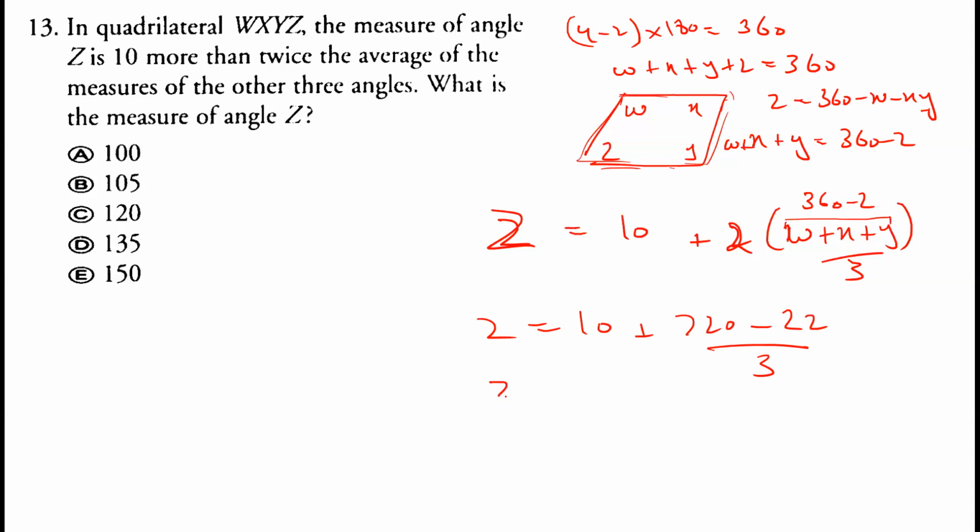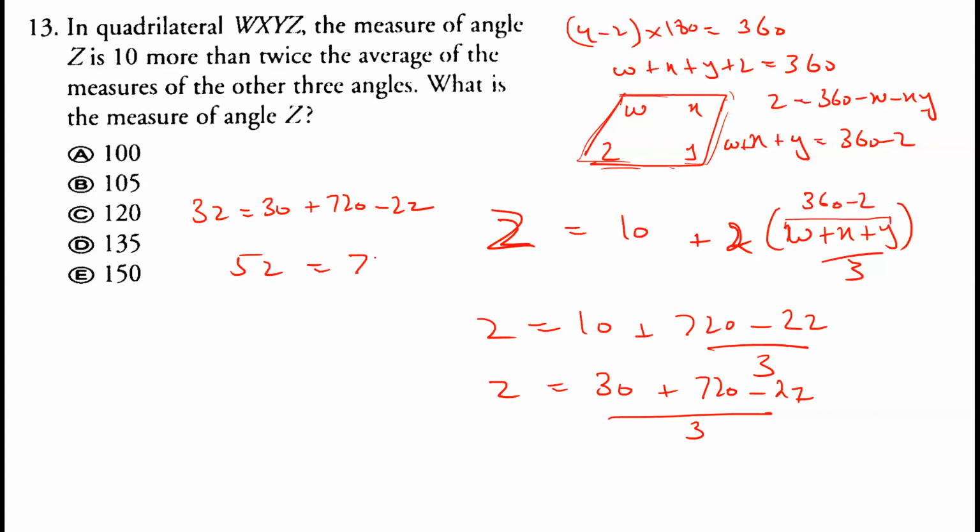And we can also say Z equals 30 plus 720 minus 2Z, whole over 3, and 3Z equals 30 plus 720 minus 2Z. So 2Z goes over there. This will become 5Z equals 720 plus 30 is 750. So 750 divided by 5 equals 150. So Z equals 150. So option E is correct.